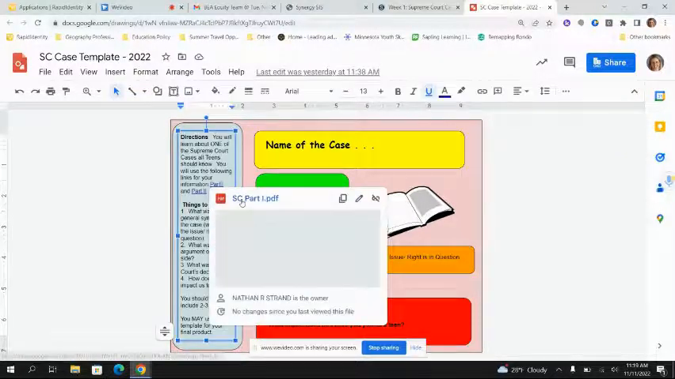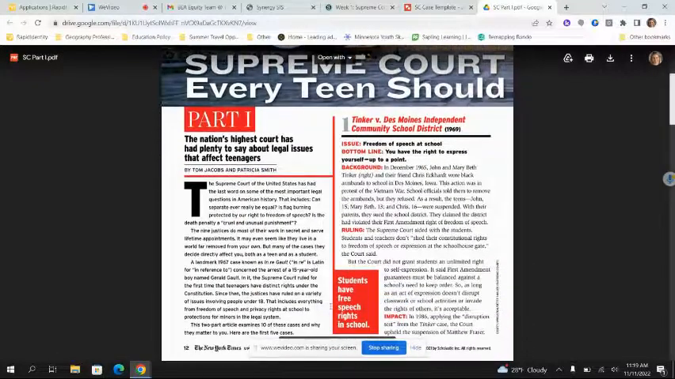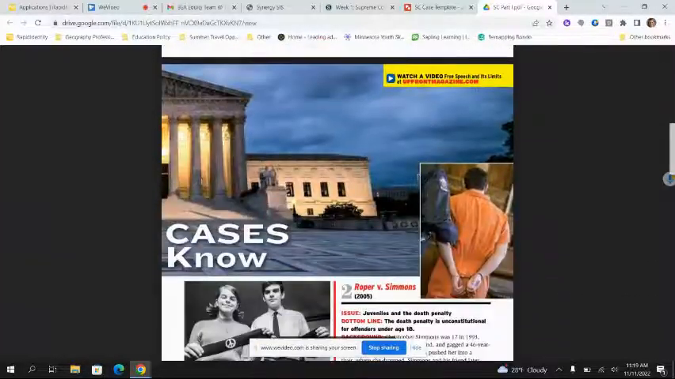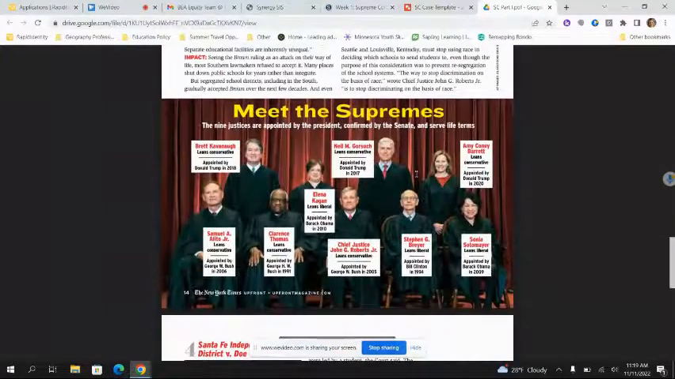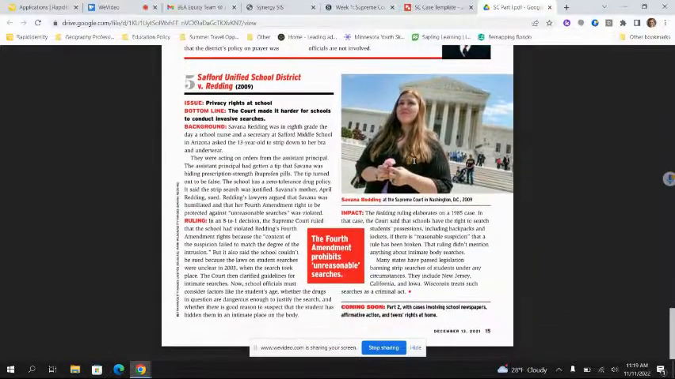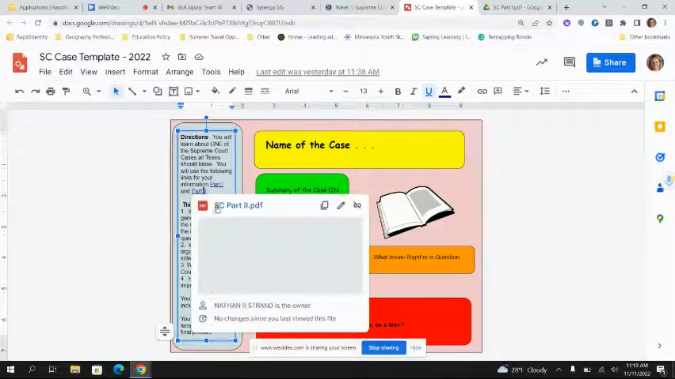There are 2 documents here. You can choose one of the Supreme Court cases from either of these documents. This is from Upfront magazine, and there's a little intro. You should read the intro. Then it talks about different Supreme Court cases that really apply to teenagers and how the Constitution and our civil liberties are protected, or how they are interpreted by the Supreme Court. A lot of them have to do with schools. The second one is just a continuation of that article.